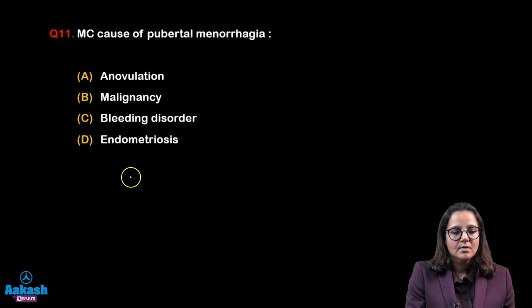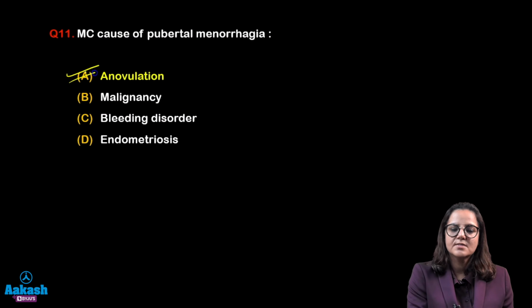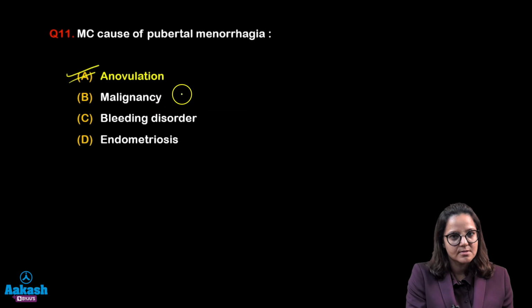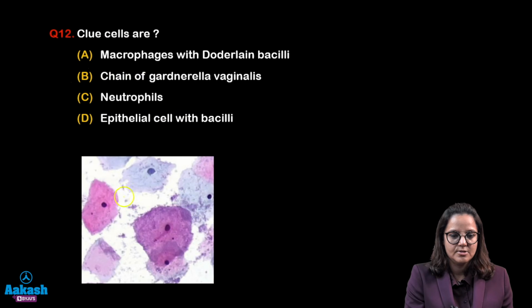Then the most common cause of pubertal menorrhagia. This was a very straightforward question. The most common cause is anovulation. Malignancy is not a cause because it is pubertal. Bleeding disorder can be a cause, but it is not the most common cause. Endometriosis is definitely not seen in pubertal menorrhagia.